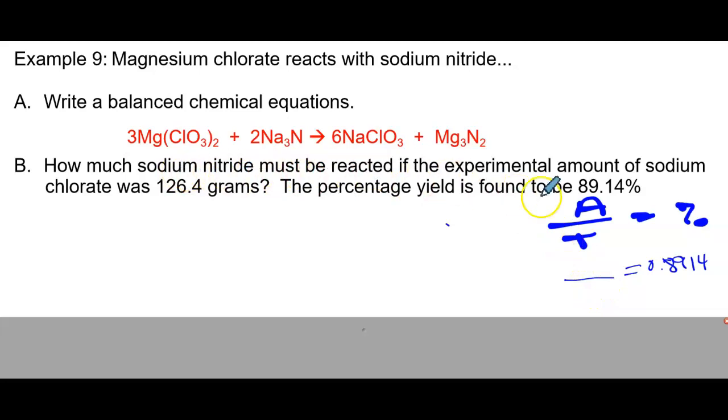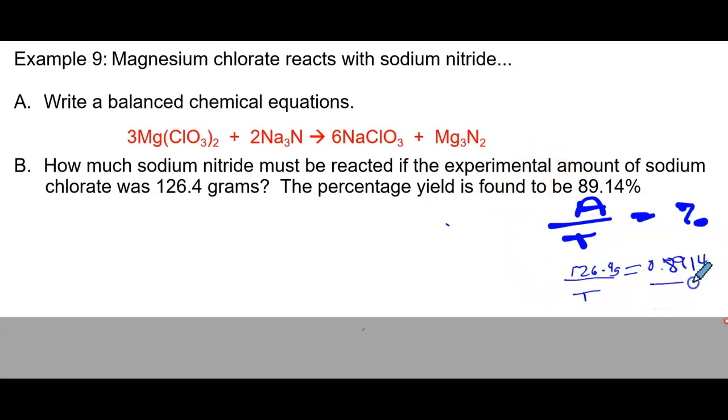Okay, so what are we given in the problem? We're either given an A or we can get given something to get to T. We have to have the starting amount to get to T. It says we have the experimental amount. That's the same thing as A. So we have 126.4 grams of this. Then we can calculate T. Now, how do I know this 126.4 grams isn't T? Because it says experimental. And remember that theoretical has to be from the limiting reactant. It has to be perfect. It can't be an experimental value.